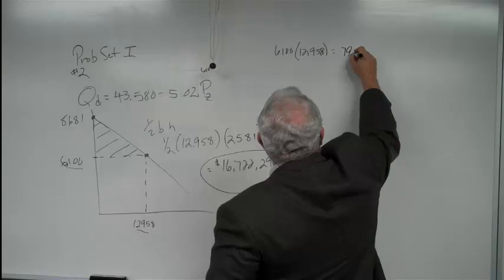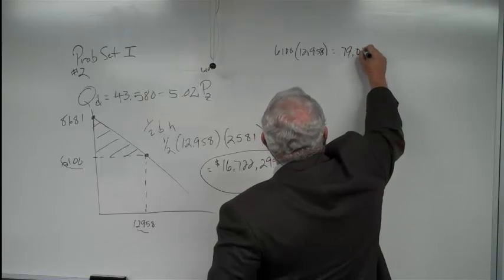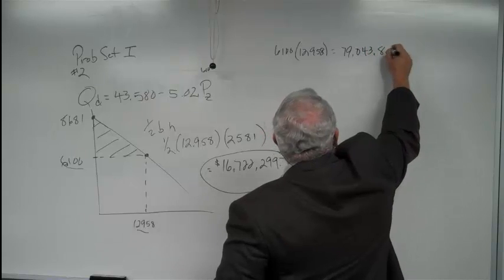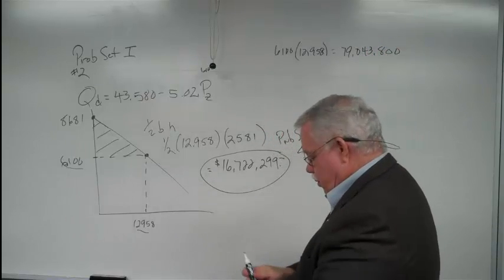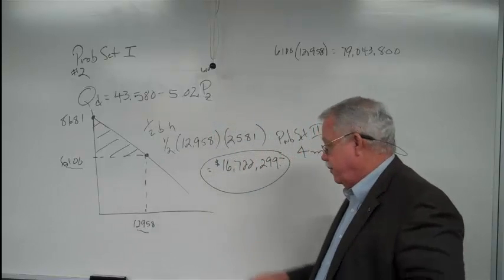79 million, 43,800. 400. No, 43,800. 800. Okay.